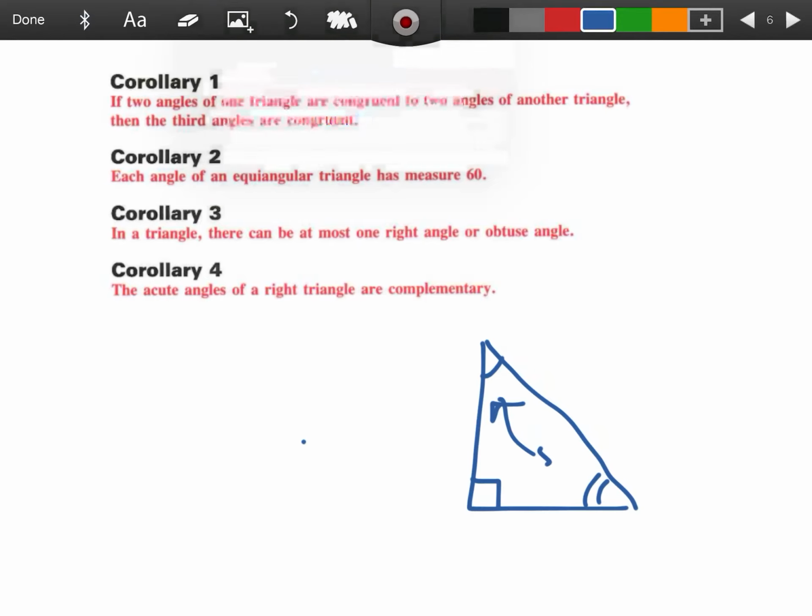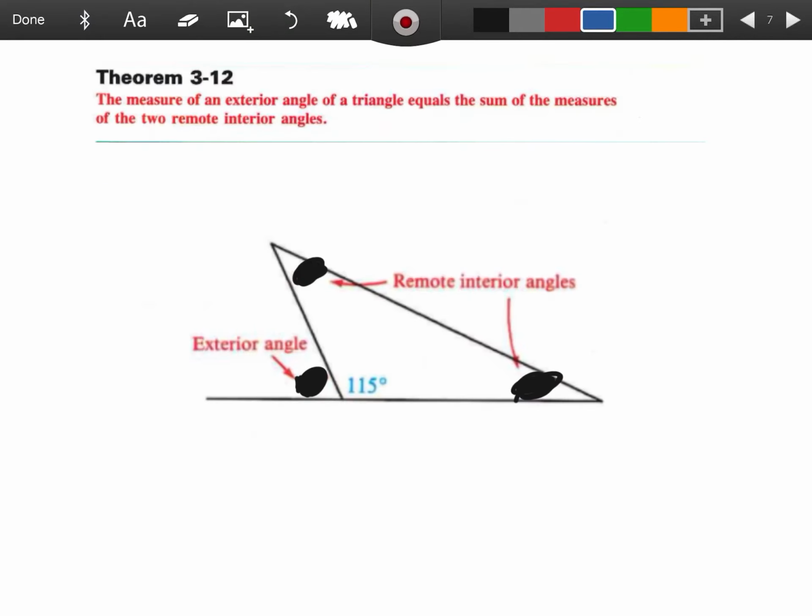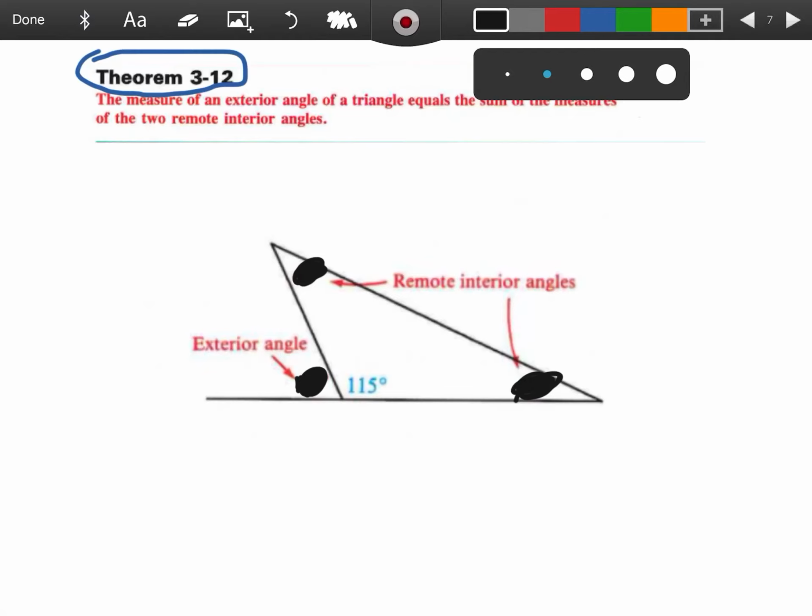Now, quite possibly the most important theorem that we are going to see from today. This theorem 312, and again, you don't have to memorize the number, but it says the measure of an exterior angle of a triangle equals the sum of the measures of the 2 remote interior angles. Let's just back it up a second and see what do they even mean. So in this diagram, we are just given that this angle right here is 115 degrees.